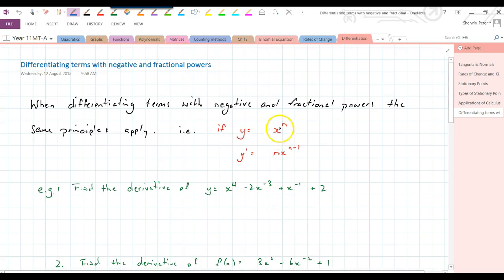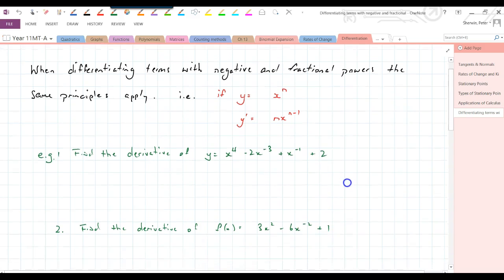When we've got y equals x to the power of n, the derivative is n comes down the front, x to the n minus 1, reduce that by 1. No different here. Because they're negative powers and fractional powers, they might be a little trickier to work with, and we just need to be a bit more careful, but that's about it.